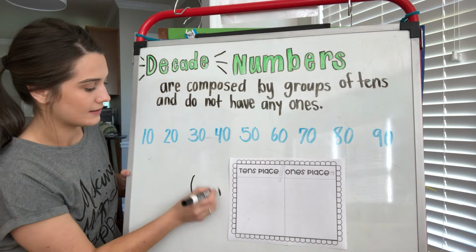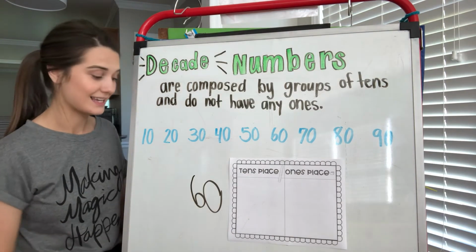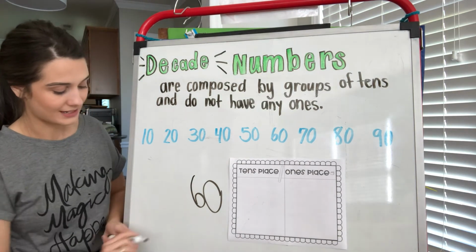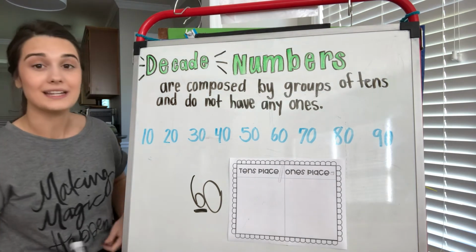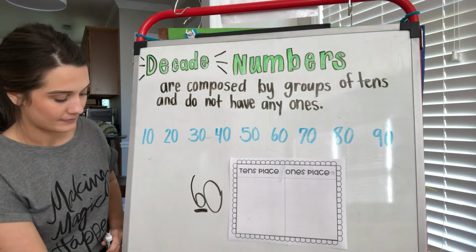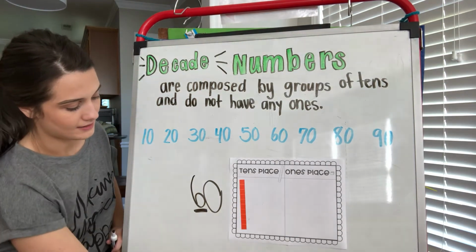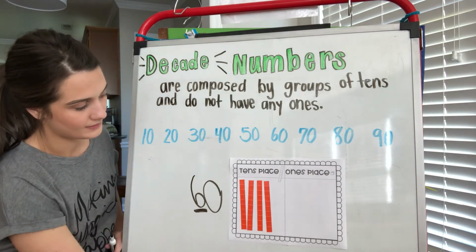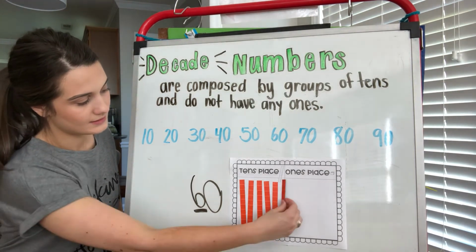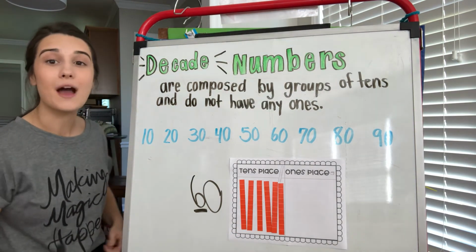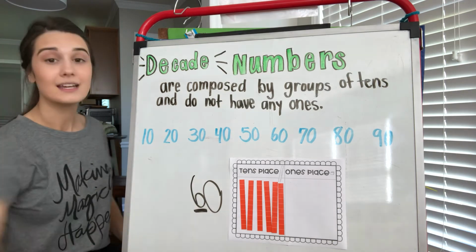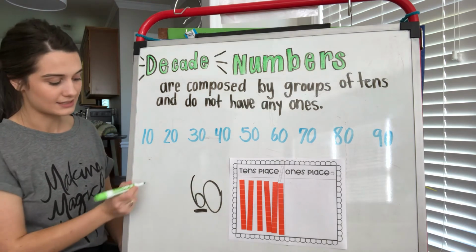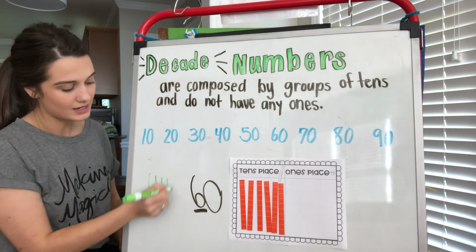We will do one more together. Let's do 60 this time. 60. How many tens do I need in the tens place? Let's see. I'm looking at the tens place and I see that we need 6 tens. 10, 20, 30, 40, 50, 60. We can also use our quick 10 strategy to represent our decade numbers. So if I have 60, I can use my quick 10s to represent the number 60. 10, 20, 30, 40, 50, 60.